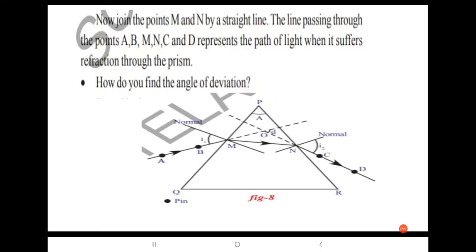So, how do you find the angle of deviation? Here the angle between the extended incident and emergent ray is called the angle of deviation. Here, the angle between this extended incident and emergent ray, this is the angle of deviation.